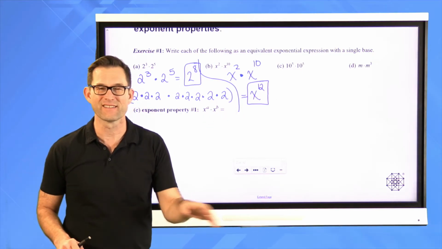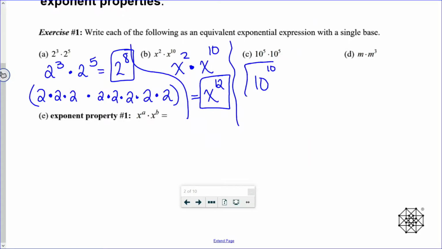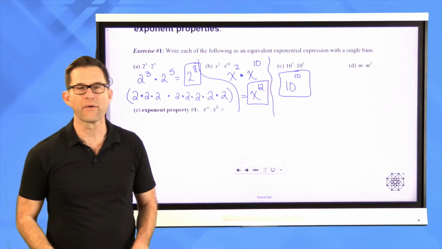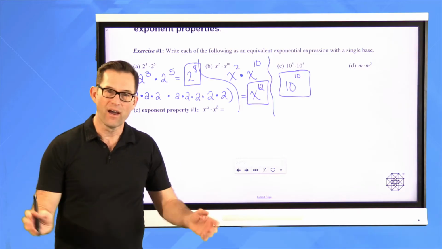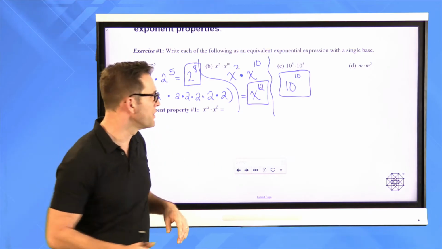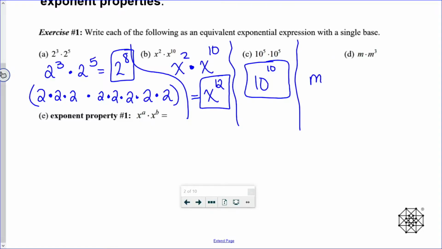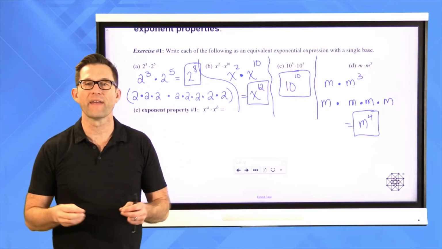In letter C, I have 10 to the 5th times 10 to the 5th. That means I've got 10 raised to the 10th. Just like the first one, I could write it out as 10 times 10 times 10 times 10 times 10, and then 10 times 10 times 10 times 10 times 10, and then I've got 10 10's multiplying each other, so 10 to the 10th. Now finally, letter D might be a little bit trickier because I have M times M to the third, but again, that's really M times M times M times M, so that's M to the fourth. It's all just about how many times you're multiplying that base together.